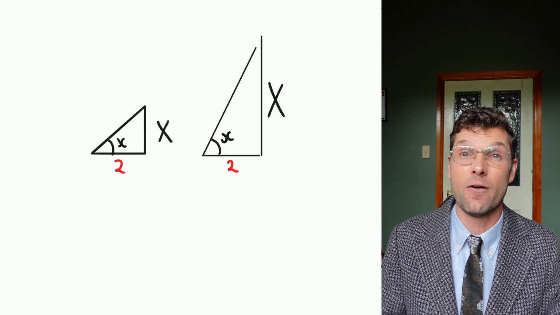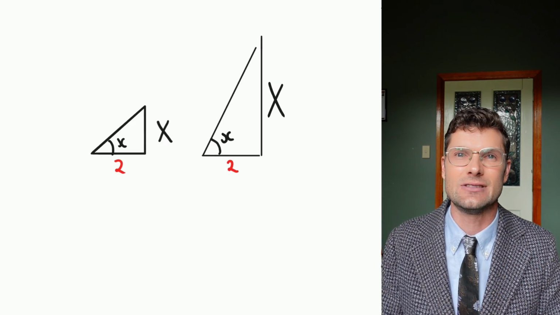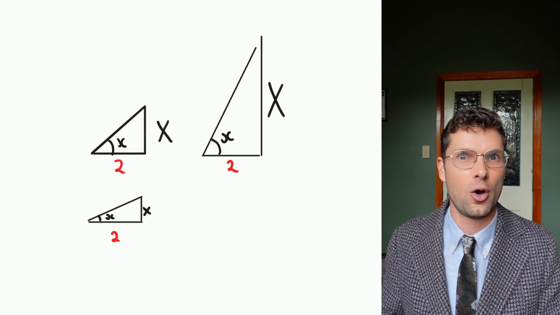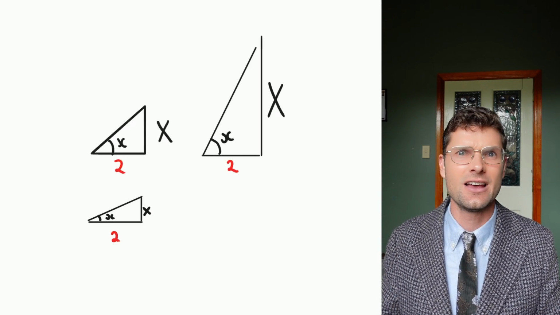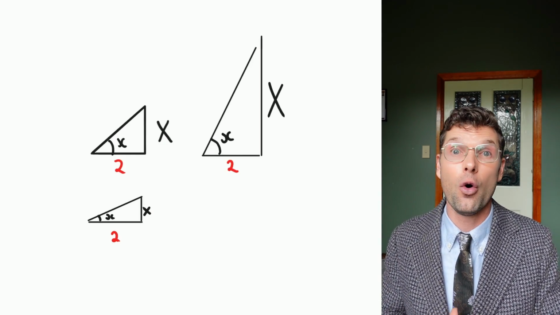And this works in reverse. Let's say I close that angle down, make little x really small. Well then I don't have to go as high to make the triangle fit. So that means the side length x also goes down.